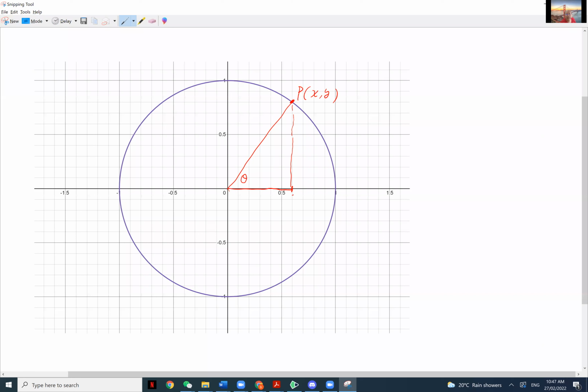This is point A, point B, point C. This is O.